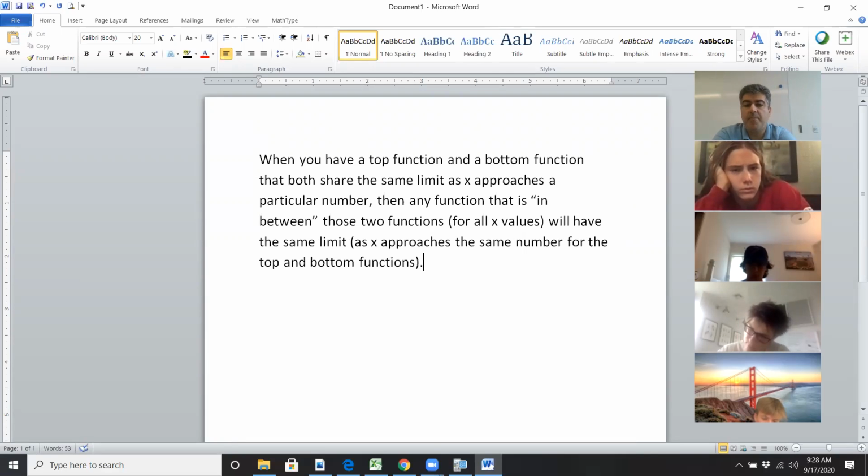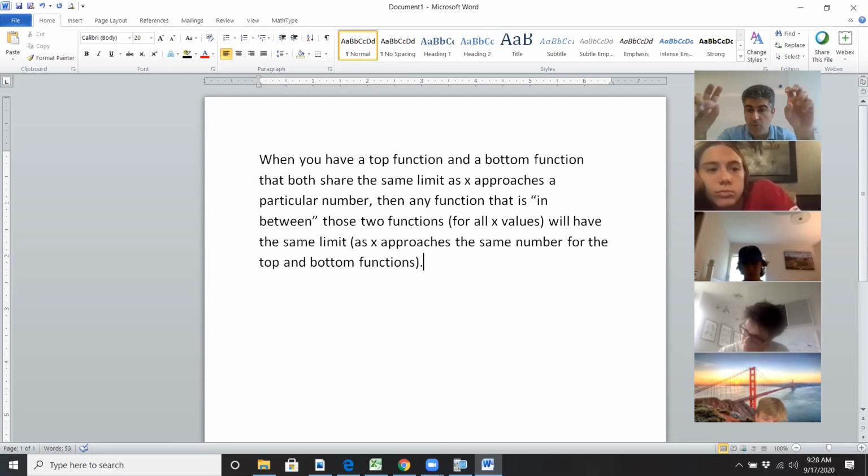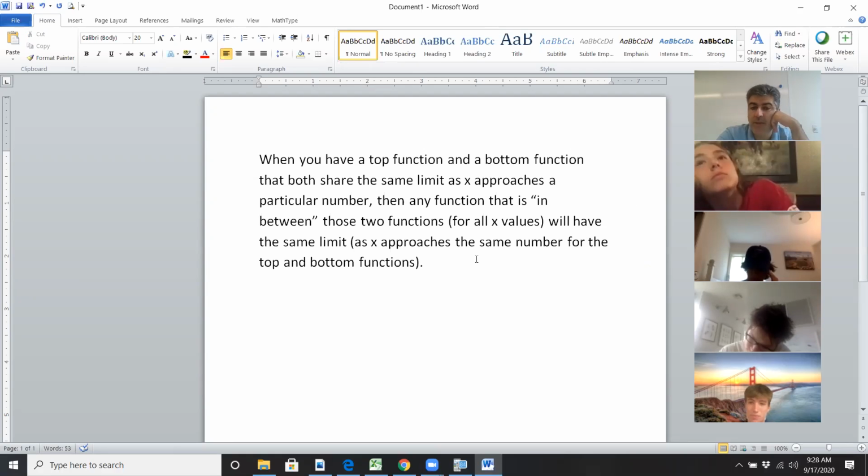That's essentially what's happening. We have a top function and a bottom function. They both share the same limit as x approaches a particular number. So they both shared a limit of 0 as x approaches 0. Then any function that's in between those two functions, for all x values, will have the same limit as x approaches the same number that we have for the top and bottom functions. That is the squeeze theorem in a nutshell.